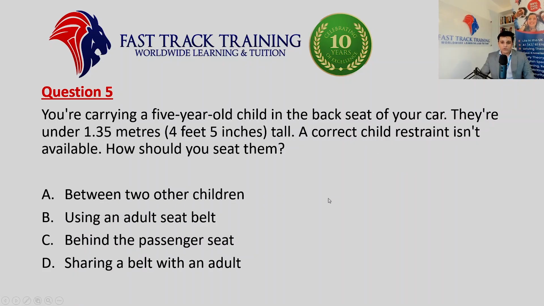You're carrying a 5-year-old child in the back seat of your car. They're under 1.35 meters. A correct child restraint isn't available. How should you seat them? Between two other children, using an adult seatbelt, behind the passenger seat, or sharing a belt with an adult.